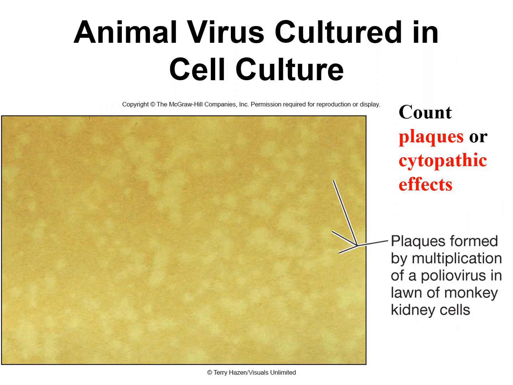We can also culture animal cells in cell cultures, and we can count the number of these viruses by counting the number of plaques, these clear areas where the animal cells have been killed by the virus. Or we can also count the number of cytopathic effects as well. And we'll look at those in just a minute.